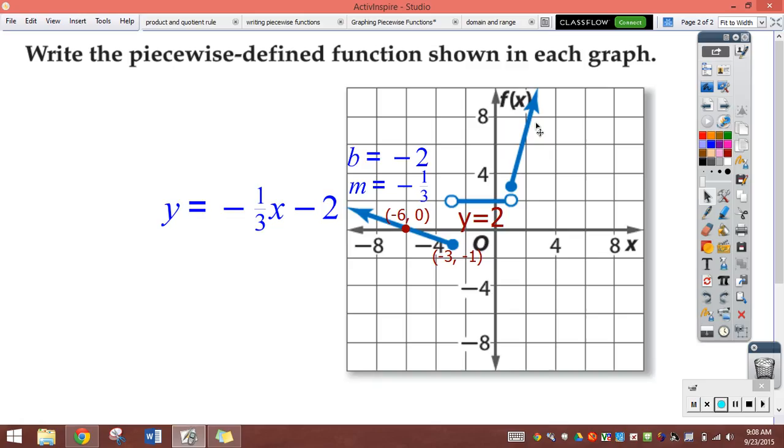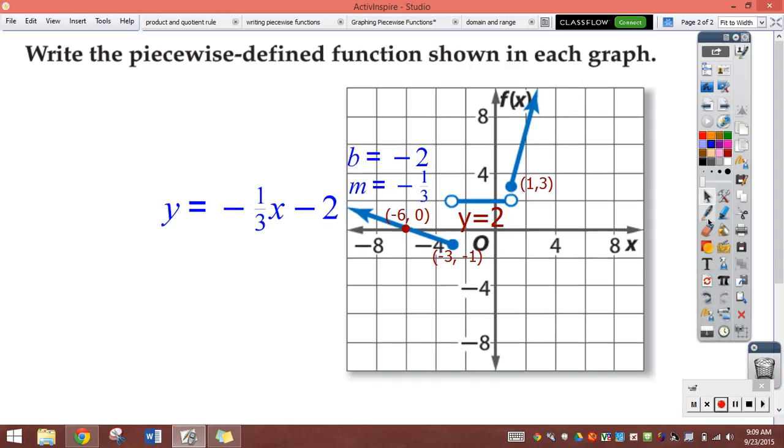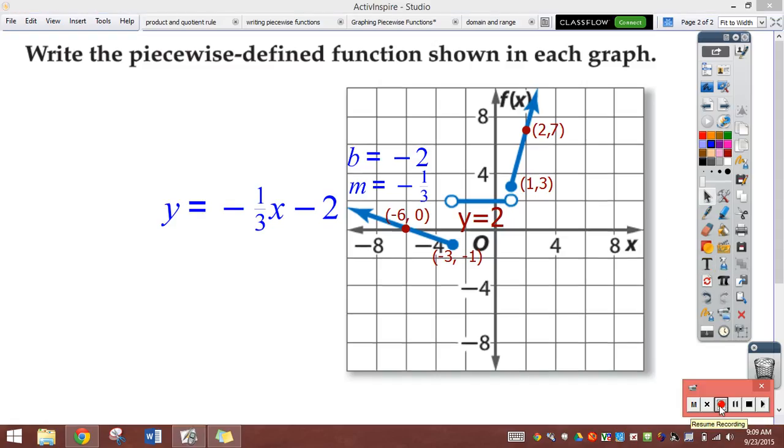And then using the same strategy for this piece on the right, I need a couple of points to help me count rise over run or to plug into the slope formula. And so this point here is at 1, 3. And then another point, let's pick this one. It's on a line here, and it's halfway between, which means it's a whole number because this scale is counting by 2. And so that point is at 2, and then 2, 4, 6, 7. So at (2, 7).